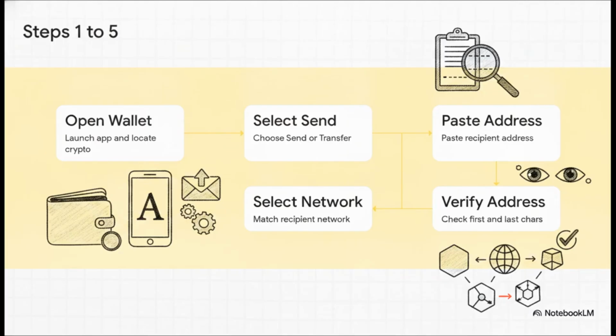Step 4, verify the address. You must carefully check the first several characters and the last several characters of the address you just pasted. In step 5, select the correct network. If multiple networks pop up, you have to choose the exact one requested by the recipient.